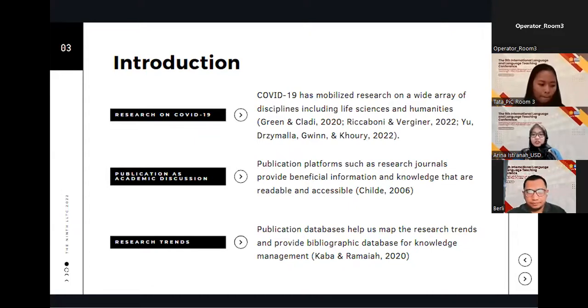organizations. And the third argument is that publication databases help us map the research trends and provide a bibliographic database for knowledge management. So the analysis of research publications will provide us resources for creating not only competitive advantage, but also systematic coordination of research communities through reuse and innovation.